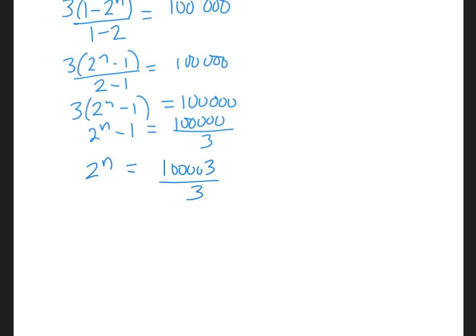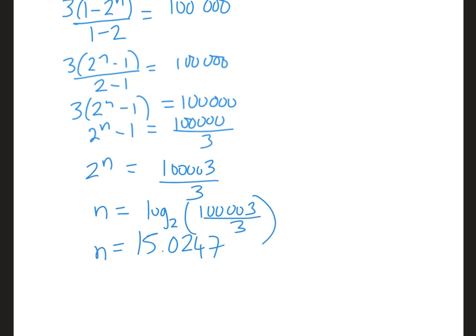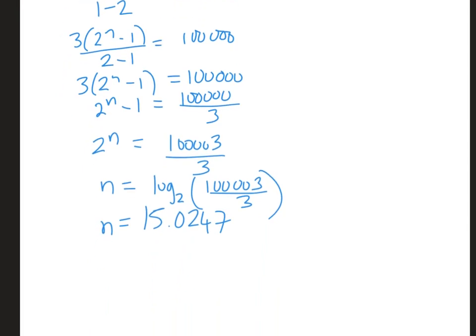And then to get rid of the base 2, I'm going to do log base 2. So n is log base 2 of 100,003 over 3. I'm going to work that out. And I get n is 15.0247. So when I have 15.0247, I get 100,000 for my sum. So therefore, I need n to be 16 to exceed it, because 15 won't be enough. So I'll need 16 as the next number of terms.